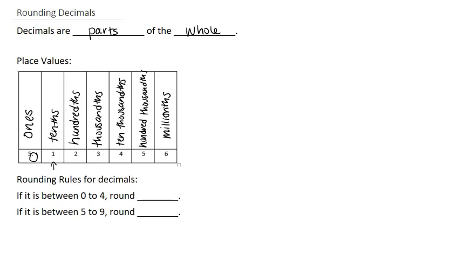So the rounding rules are the same. So if it's between 0 to 4, we're going to round down. And if it's between 5 to 9, we round up. So let's look at an example.